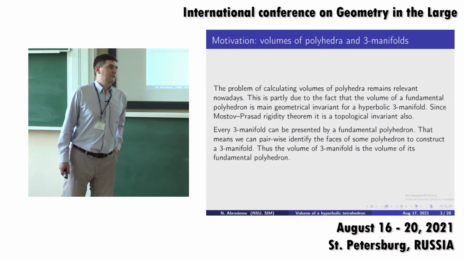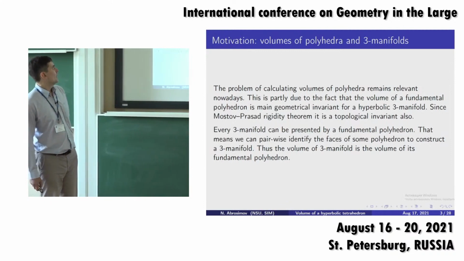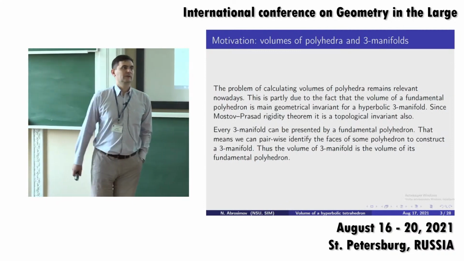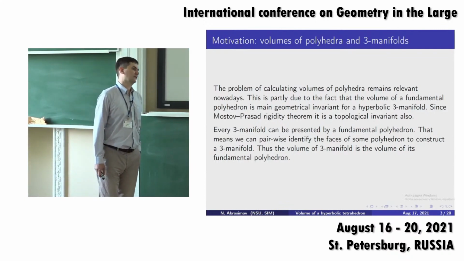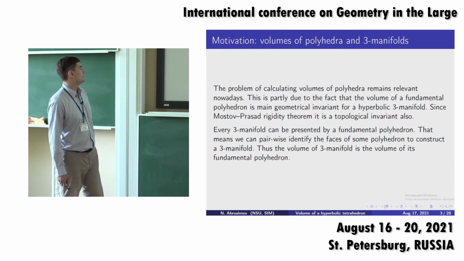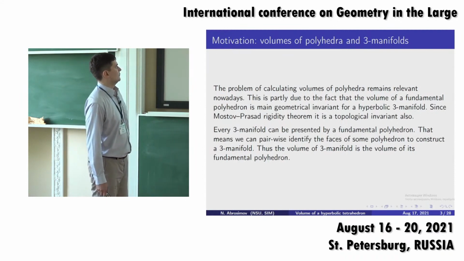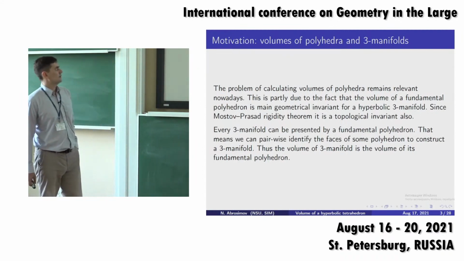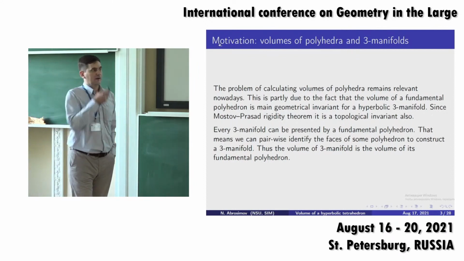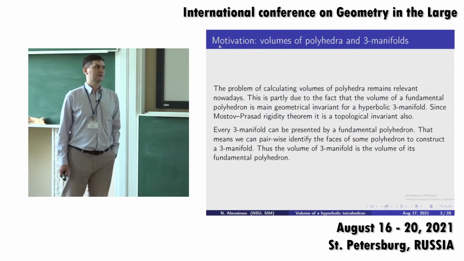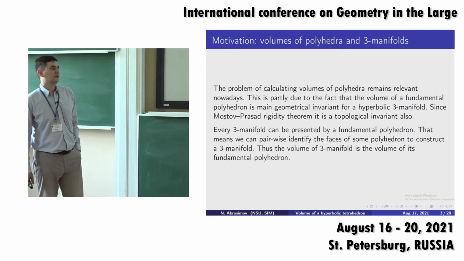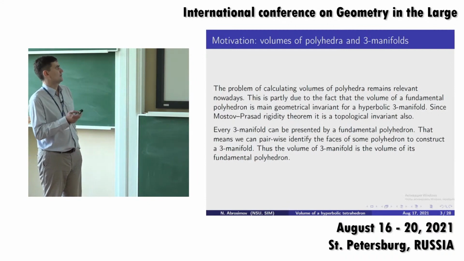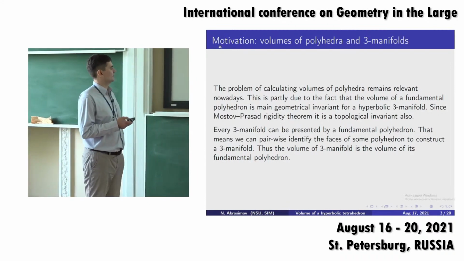The problem of calculating volumes remains relevant. This is partly due to the fact that the volume of a fundamental polyhedron is the main geometrical invariant for a hyperbolic three-manifold. And since the Mostow-Prasad rigidity theorem, it is a topological invariant also. Every three-manifold can be represented by some fundamental polyhedron. That means we can pairwise identify the faces of this polyhedron to construct a three-manifold. Thus, the volume of the manifold can be considered as the volume of its fundamental polyhedron.